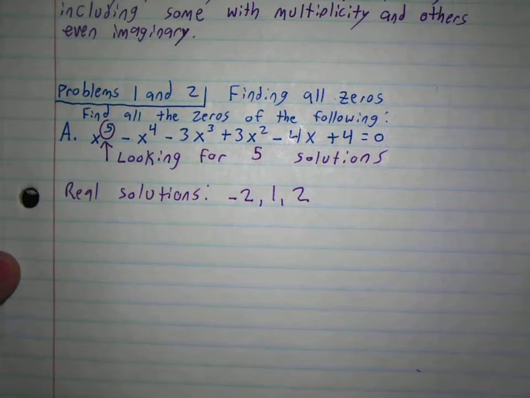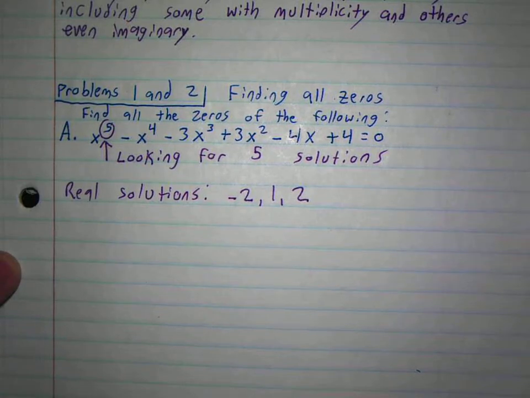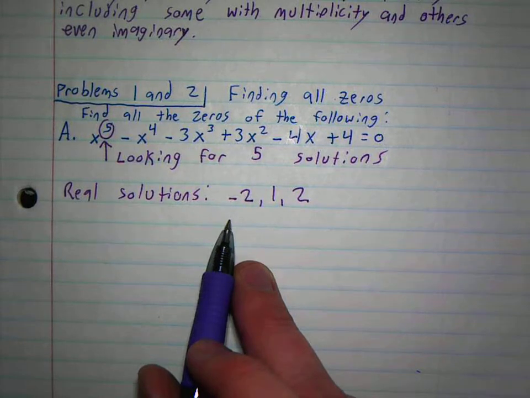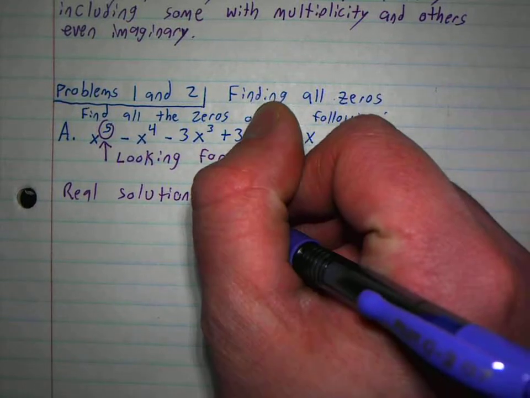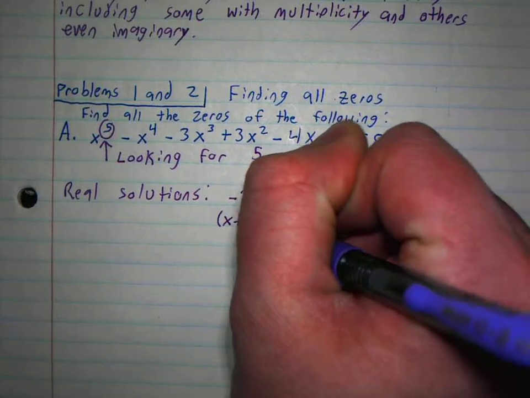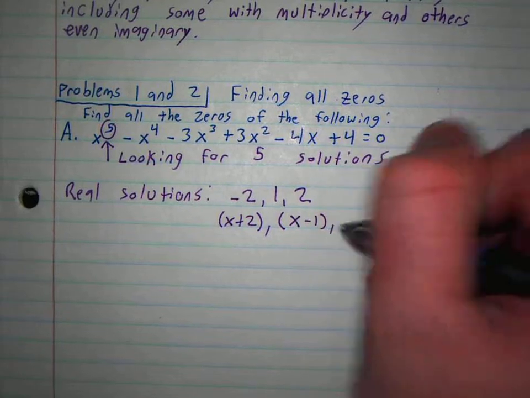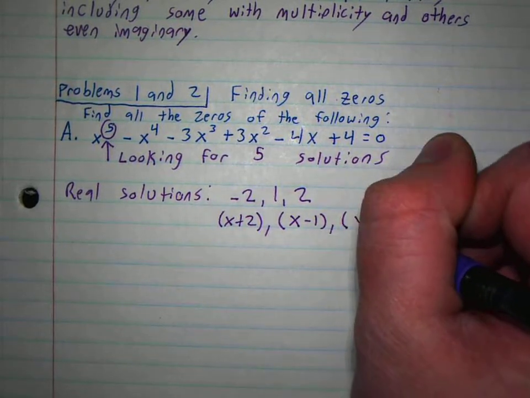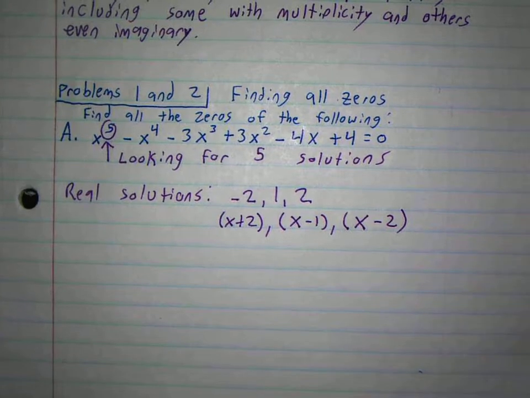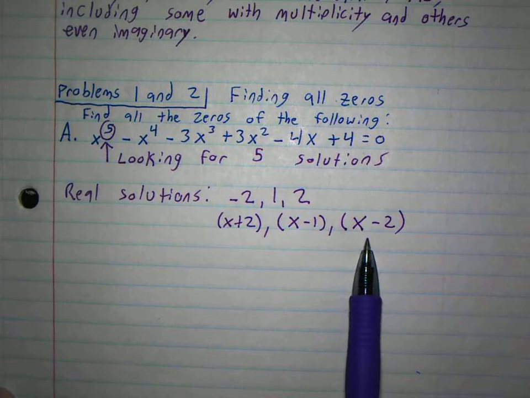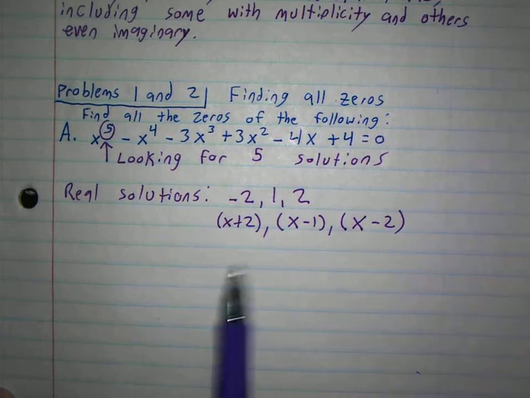So -2, what would the factor of -2 be? If the solution's -2, that's where it crosses the x, what's the factor? x plus 2. And the factor of 1 would be x minus 1. And the factor of 2 would be x minus 2. So if you choose to do long division, you're going to divide out x plus 2, then divide out x minus 1, and then divide out x minus 2, if you like long division better.